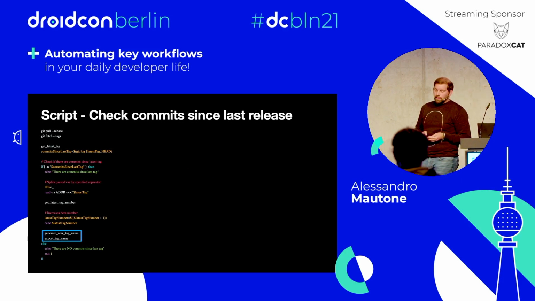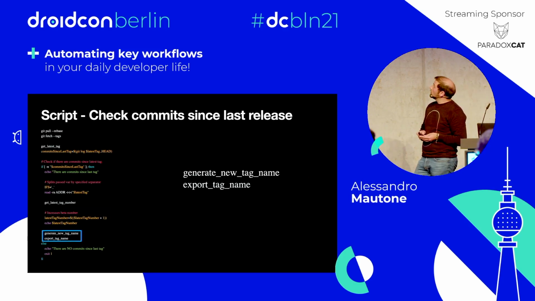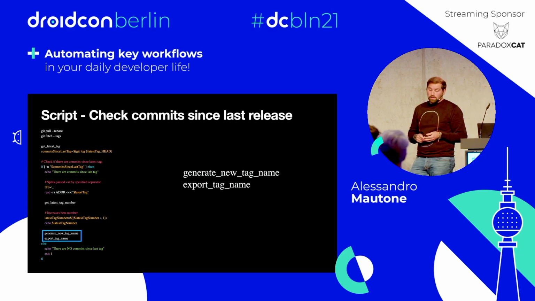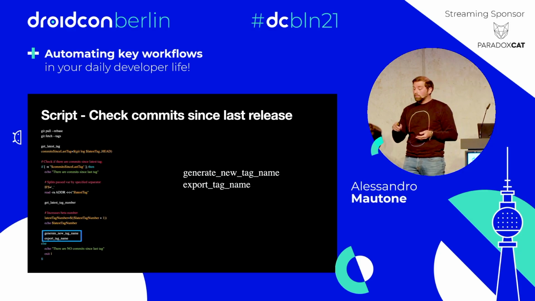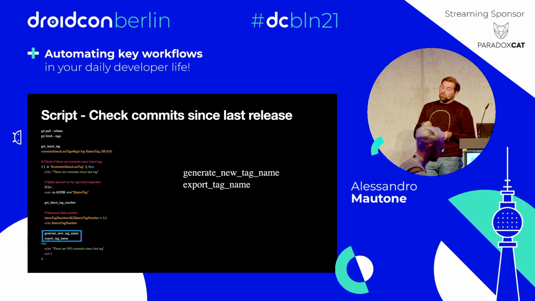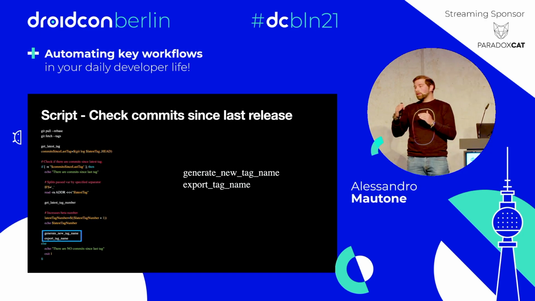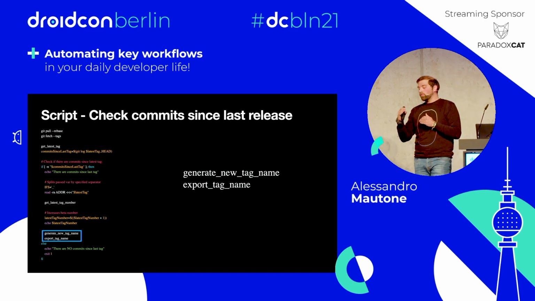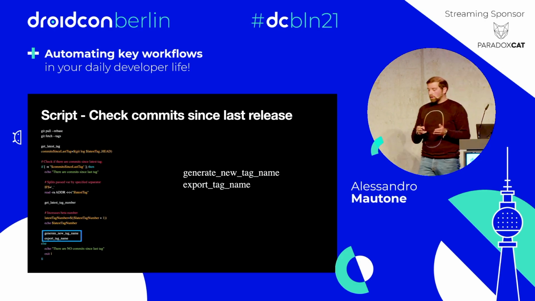And then finally, we have those two functions, which I'm not showing here, but they're pretty simple. Generate new tag name, it's simply putting back the beta underscore to the new number, and export tag name, it's storing this value into an environment variable. This is because at least in Bitrise, every workflow is independent from each other, and this means that if you want to access a variable that was created in the previous workflow, you need to do something like this. So you see what we did there?